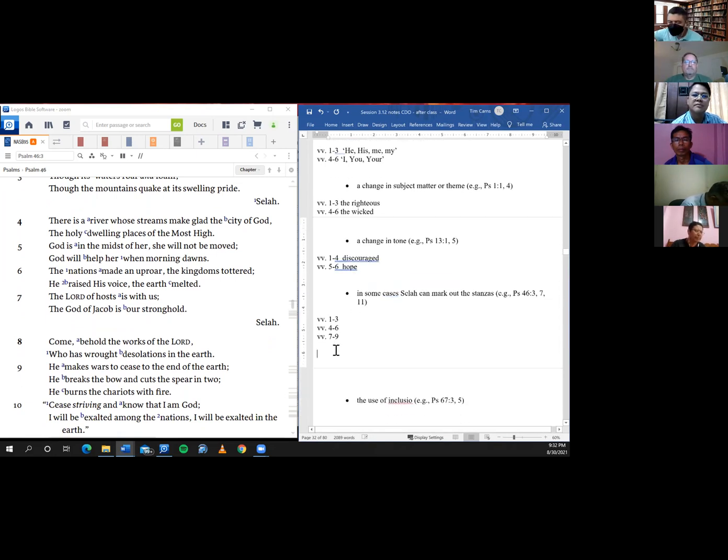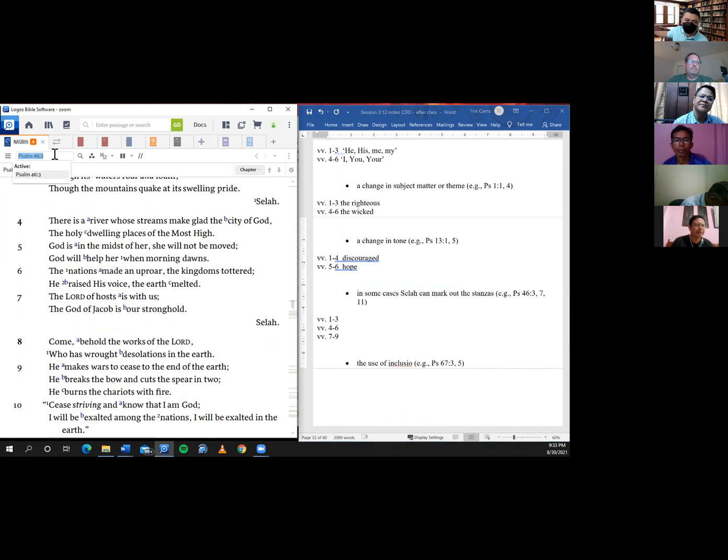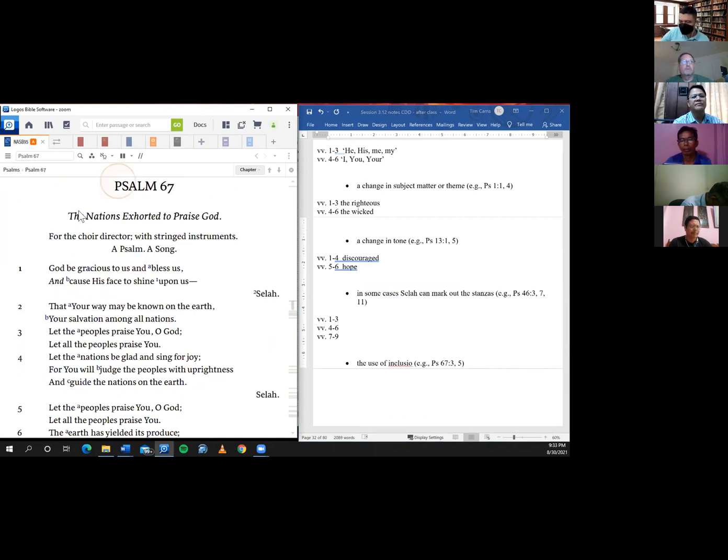And then sometimes we'll have an inclusio. Again, this isn't common inside of a psalm, but sometimes we see it. Notice Psalm 67.